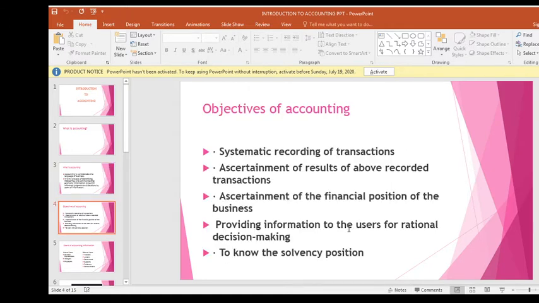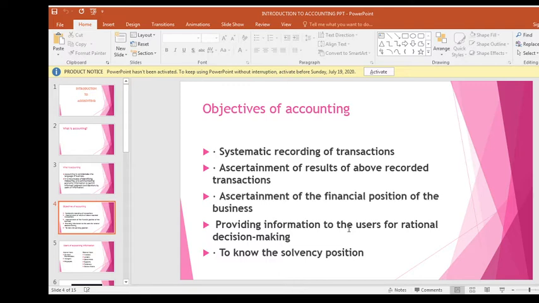Somebody might ask, what are the objectives of accounting? The objectives of accounting are broadly categorized into five. Number one is systematic recording of transactions. It is the work of the accountant to arrange or record the accounting transactions as they happen in the business in a more organized manner, such that if anybody needs certain information about the organization, it is going to be very simple for that information to be retrieved.